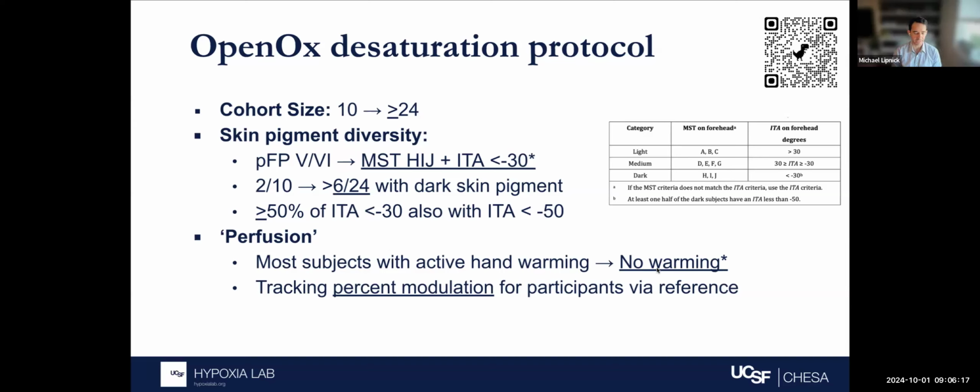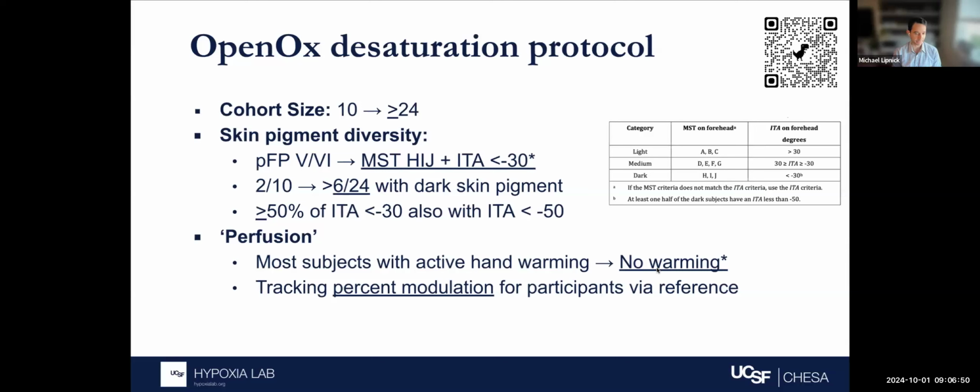So that was the skin pigment diversity criteria we were using for these tests. With regard to perfusion, in the lab for many validation studies, we would actively warm hands. That was done by either having the subject run their hands under warm water prior to the study beginning, or by putting a heating pad under or around the hand and arm to heat the hands. For most of the data that were collected here, warming was not performed.